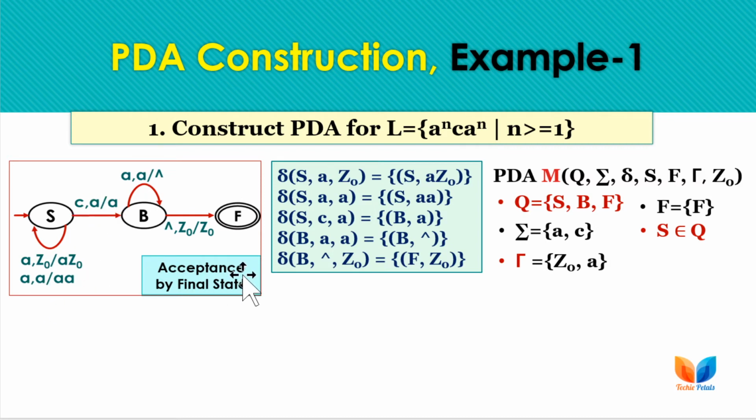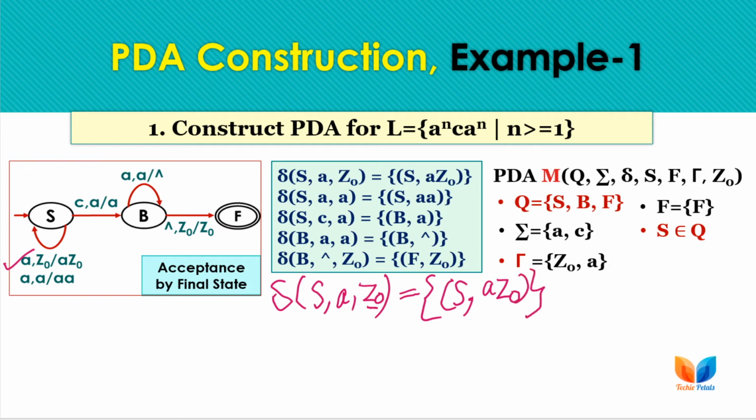This is the same way we wrote the moves in the previous lecture. So all the transitions are written like this: transition from the start state S for input symbol A, and if the stack top is Z0. This is the first transition. For this we move to the same state S and replace the stack top Z0 with A Z0. So this is the way to write the transition.